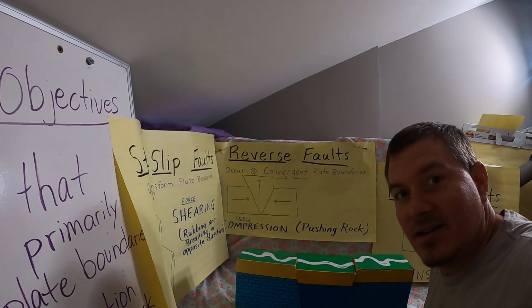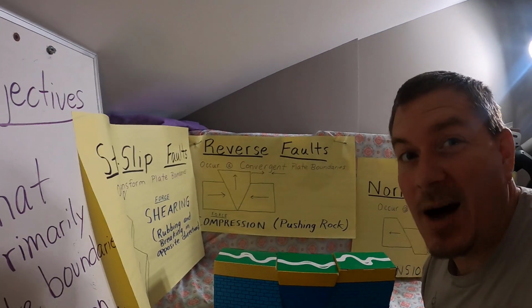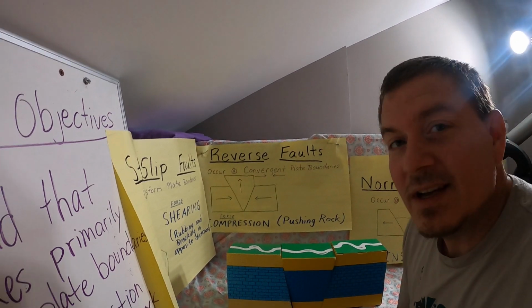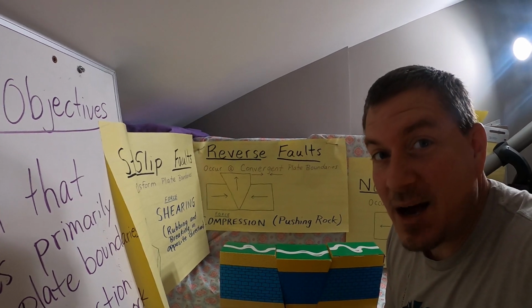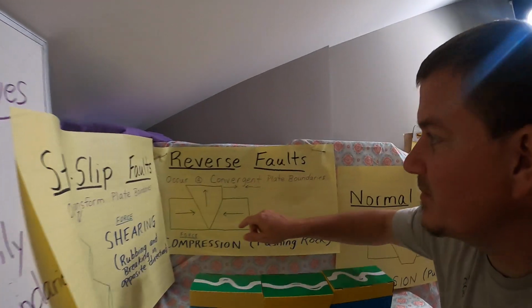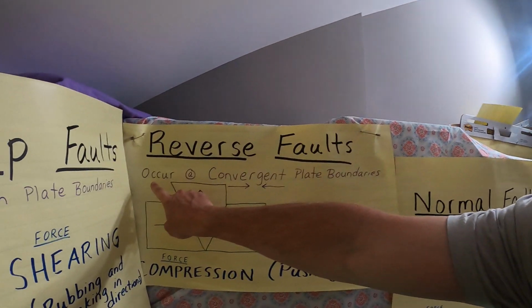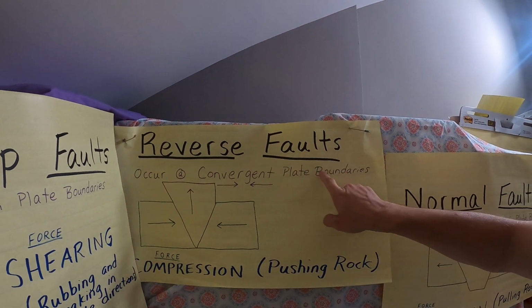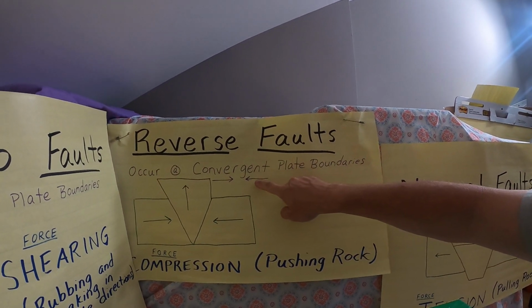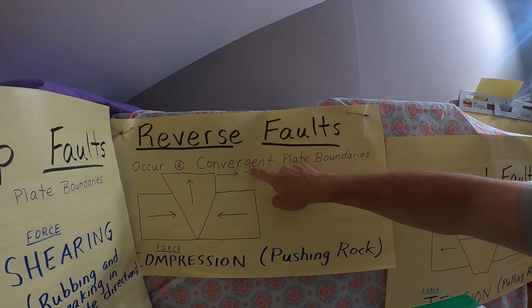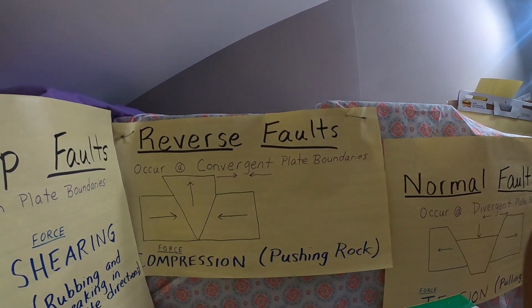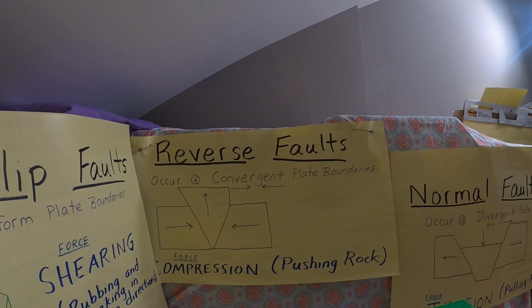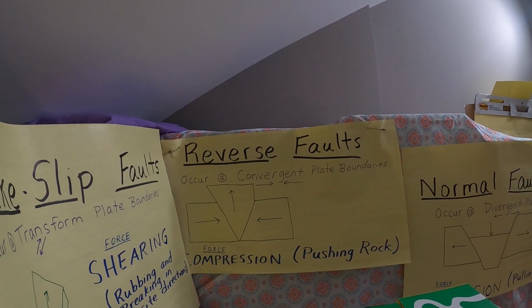So like I said, the reverse fault is the opposite of a normal fault, and it happens at the opposite kind of plate boundary. So the reverse fault is going to occur at convergent plate boundaries. Convergent means come together, so our arrows should be pointing towards each other. Our plates are going to be moving towards each other.